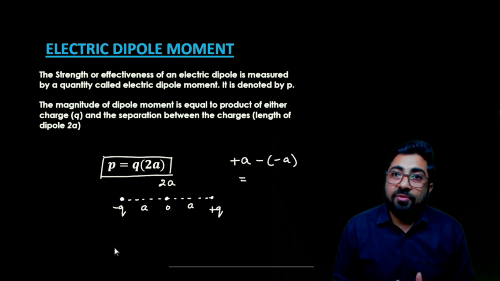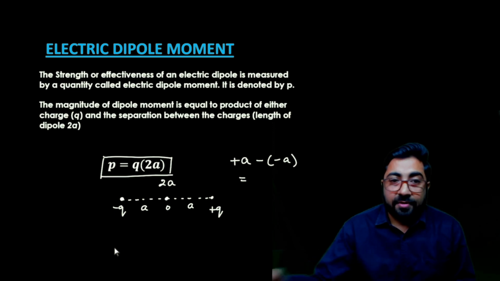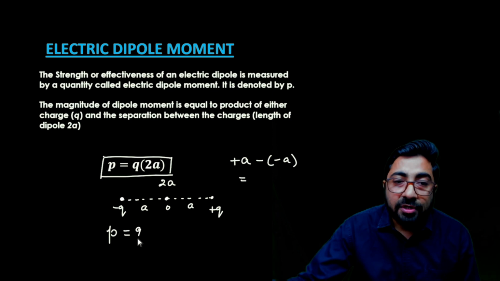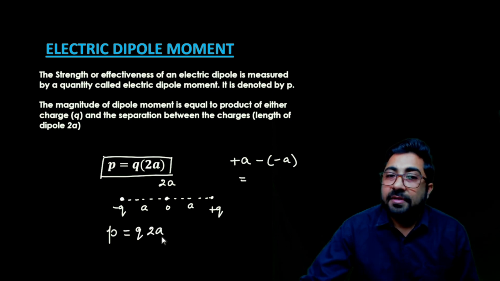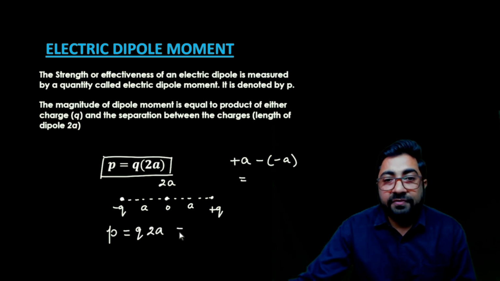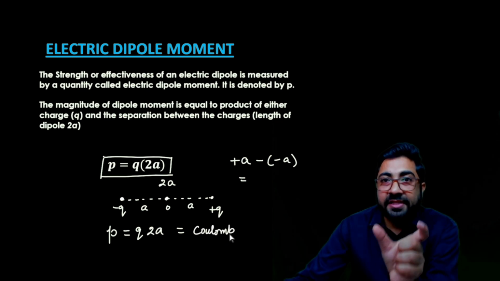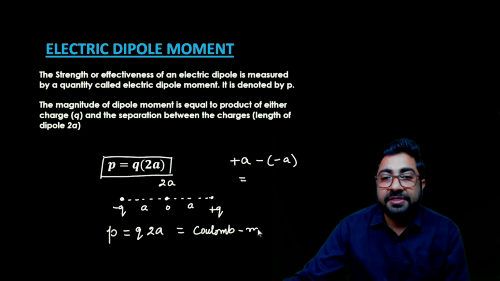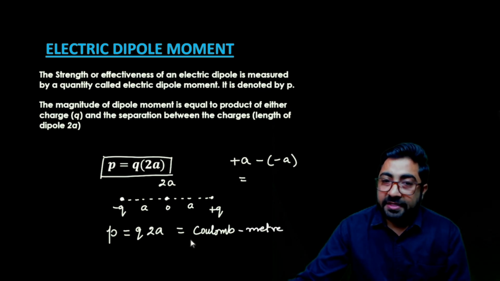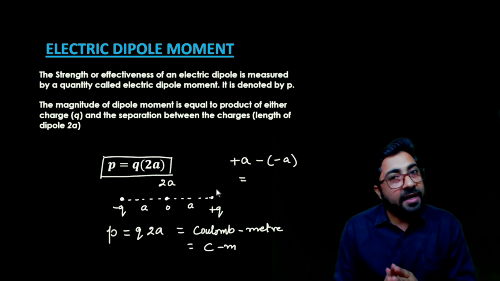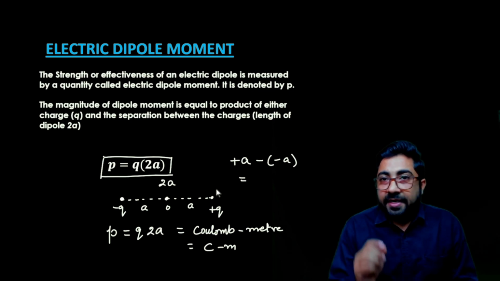Now let's talk about the unit of electrical dipole. Since the formula of electrical dipole is equal to Q into 2A, Q is charge, so the unit of charge is coulomb, and the unit of the separation, that is the displacement, is meter. So its unit is coulomb meter. An electric dipole has its own electric field, known as the dipole field.